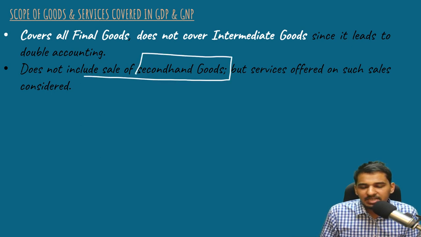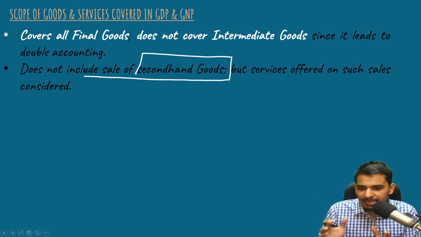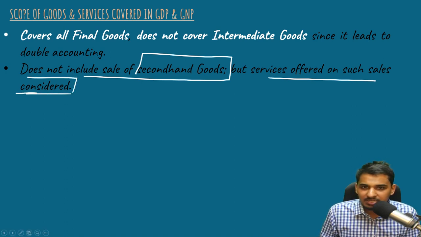Please remember, this is very important. If you buy or sell any second hand good, say if you buy any electronic item, any mobile, any camera or any second hand device, say a cycle, it will not be included. But services offered on such sales are considered. So if services are offered on such sales, that will be considered, but those goods will not be considered.